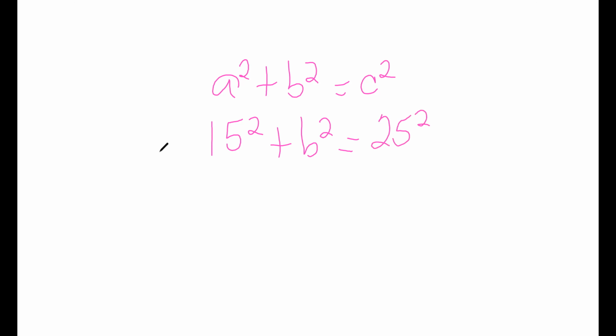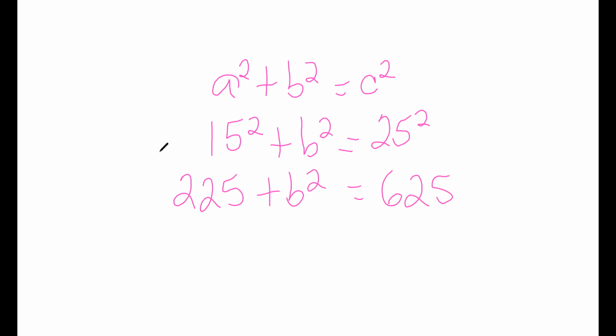25. So step one is to say that you need the Pythagorean theorem. Step two is to replace the information that you do know. So you know the A and you know the C. Now step three is to start doing the arithmetic, which would be your 15 times 15, which we already know from a previous problem, was 225. We don't know the B, and now we're doing 25 times 25.